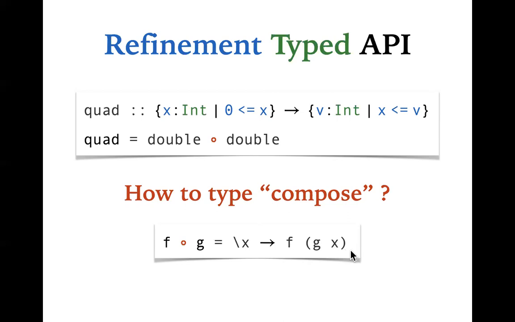Okay. Now the question that I have is what is a type that I can assign to the compose operator, this dot, such that I can prove that quad also has the same behavior, that if you give it a non-negative, you get back a value that's greater than x. What is the suitable type for compose? It turns out this is tricky because I want to give compose a type that has nothing to do with double. It has to be generic over the specifics of integers and multiplication over here.